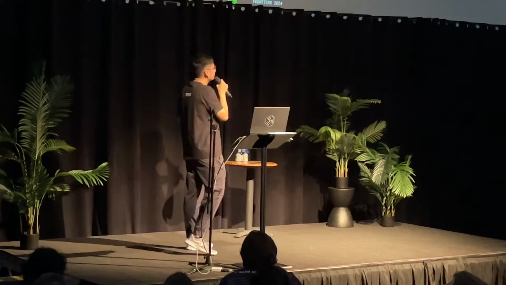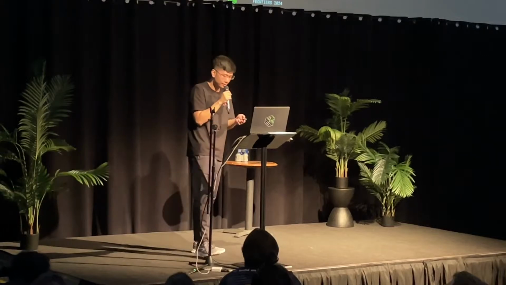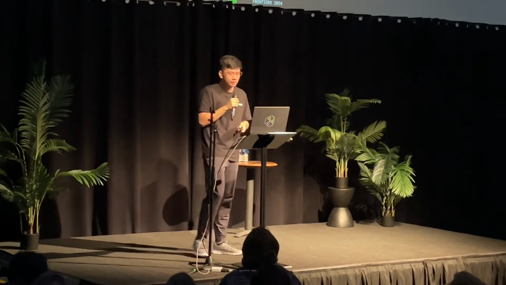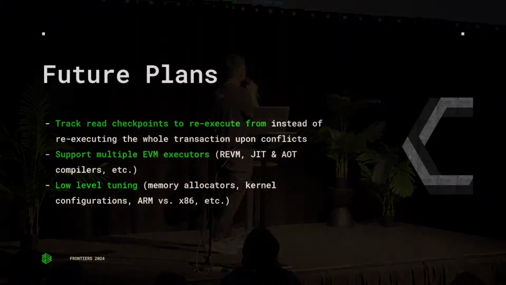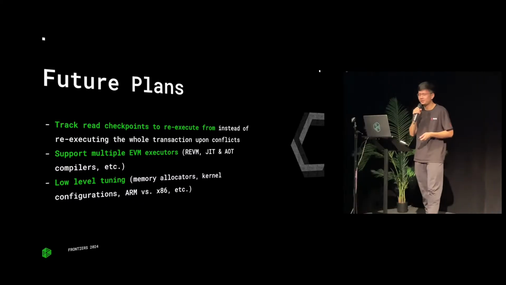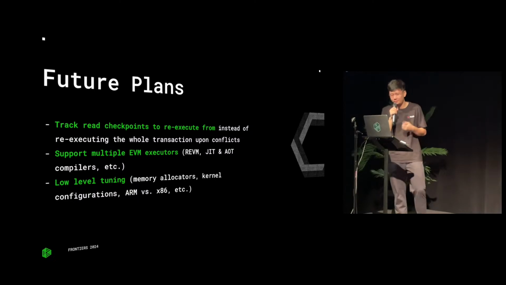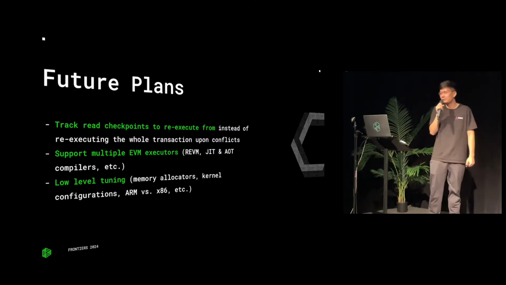This includes the in-memory cache for chain state loaded from disk, and also the multi-version data structure for the parallel executor. We can also track which checkpoints to re-execute from instead of re-executing the whole transaction when there are state conflicts. And one thing I've really wanted to try for months now is to support more EVM executors, like the just-in-time compiler that Danny, I believe, and the Paradigm team shipped a while back. So we'd love to plug it in and see how it could speed up parallel EVM even more, get even more gigagas. And the last one is to do a lot of low-level tuning.